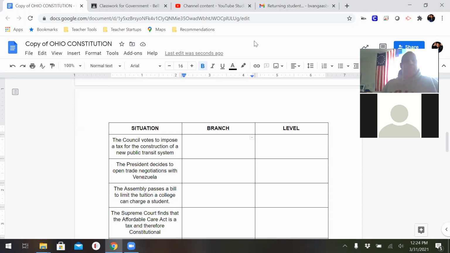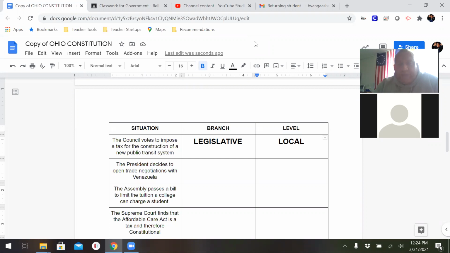The council votes to impose a tax for the construction of a new public transit system. Okay. Well, what branch of the government would the council refer to? To do the first one for you here, the town council means that it is a local government and it is legislative. Okay. So the council would be legislative. That's the branch. And you can abbreviate. You don't have to type out the whole thing. But it would be considered local. Okay. This is a local government thing.